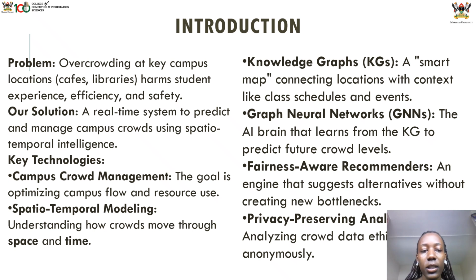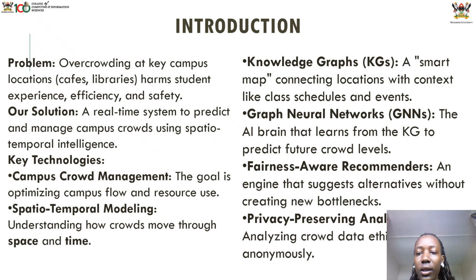To dive into the key technologies, we have campus crowd management. The goal of this is to optimize campus flow and resource usage. Then we have spatial temporal modeling. This is understanding how crowds move through space and time. Space is basically locations, through the different locations at different times. Then we have knowledge graphs. These are basically smart maps that connect these different locations with context like events, class schedules, and examination times.